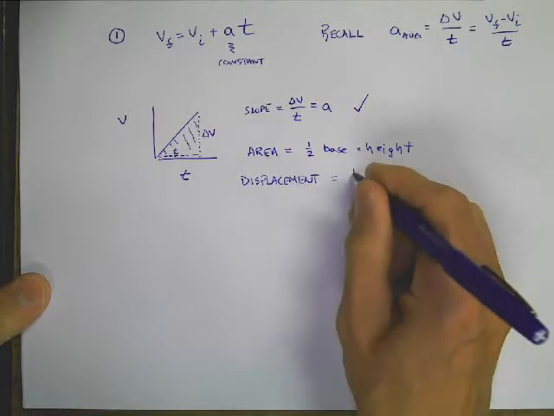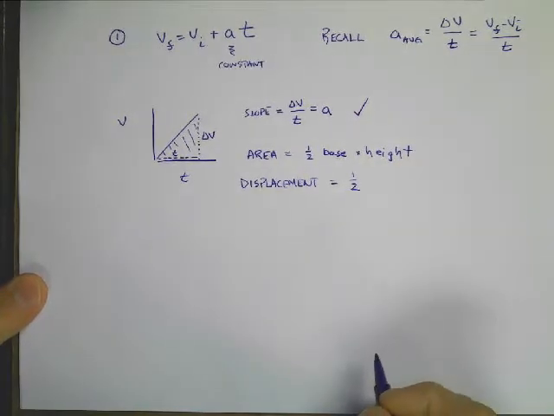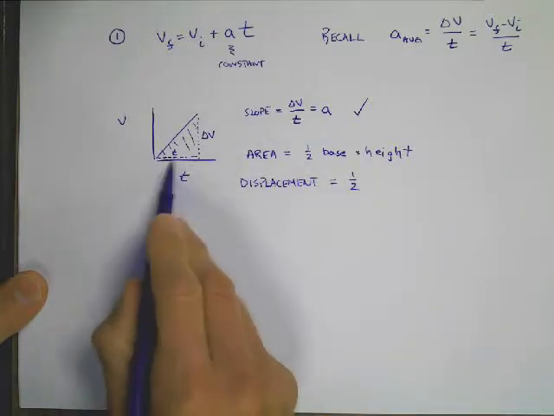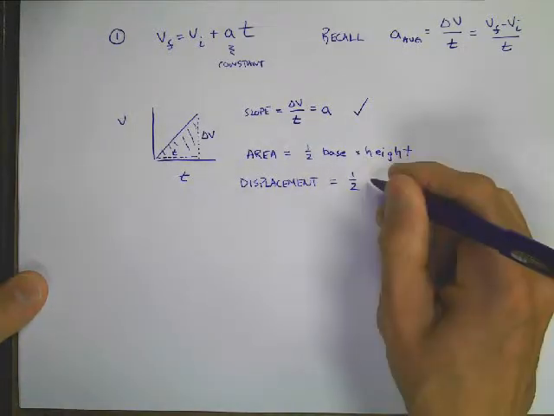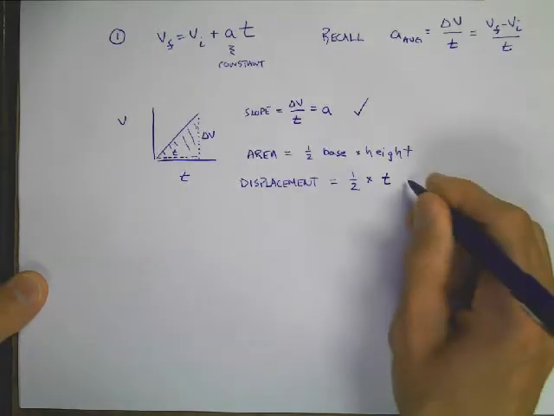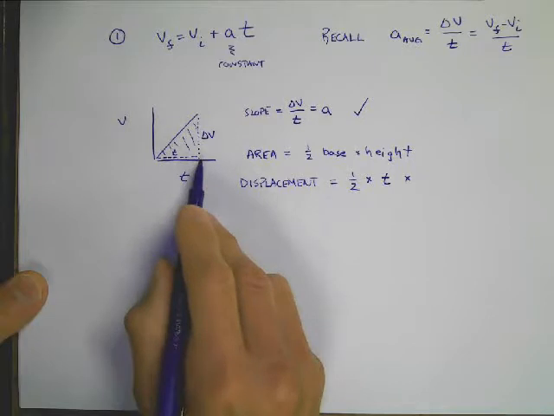So let's do that. I'm going to take the 1/2 and bring it down. And now for my base, I can see that the base of my triangle is actually time. So 1/2 times t. And my height, I guess you could say my height is delta v.